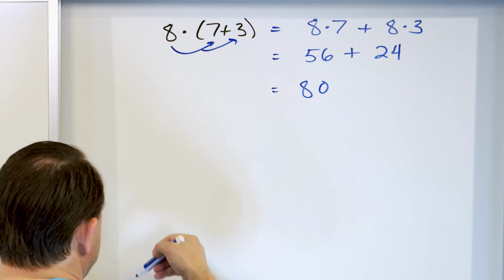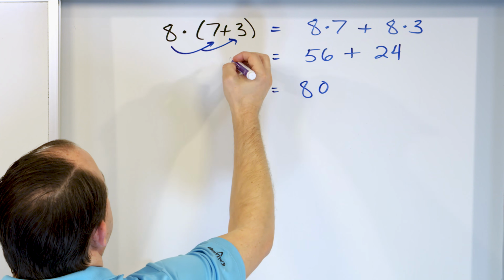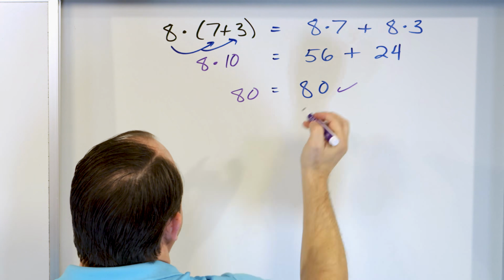Now, let's check it over here. Over here, you would have 7 plus 3, which would be 10. And then you would still have to multiply by the 8, and you would get 80. All right, so that's correct.